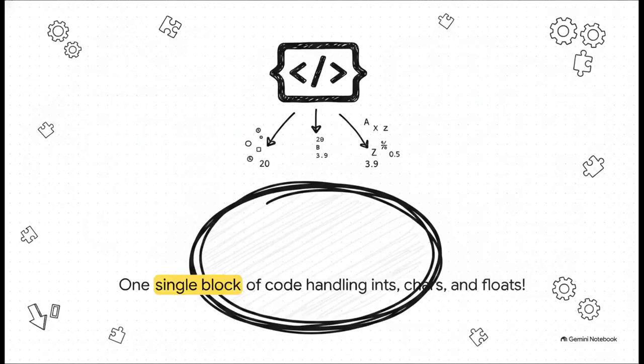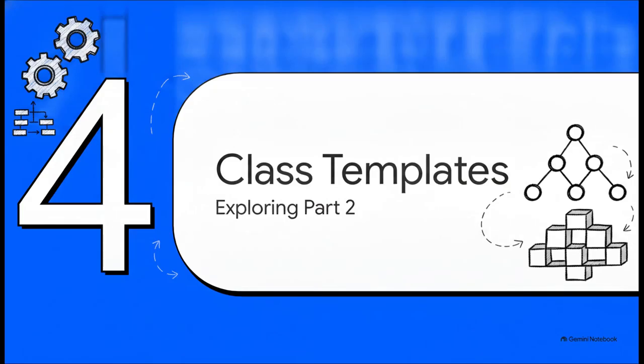And this perfectly shows the payoff. We feed it integers, boom, it outputs 20. We feed it characters, we get b. Floating point decimals, it spits out 3.9. We've got one single block of code successfully juggling ints, chars, and floats without even breaking a sweat. Zero function overloading required. How cool is that? All right, shifting gears to section 4, exploring class templates.